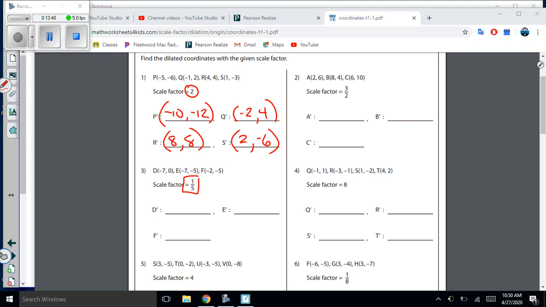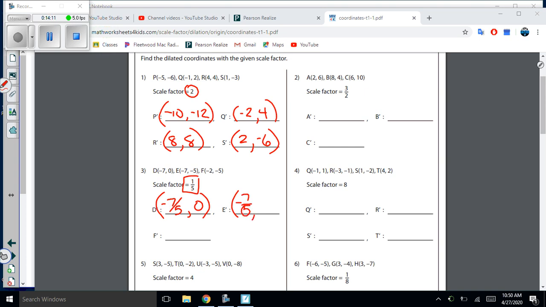And I'm going to get -7 times 1/5. So -7 times 1/5 is -7 over 5, -7/5. And then 0 times 1/5 is obviously 0. Same thing for the next, I'm going to get -7/5.